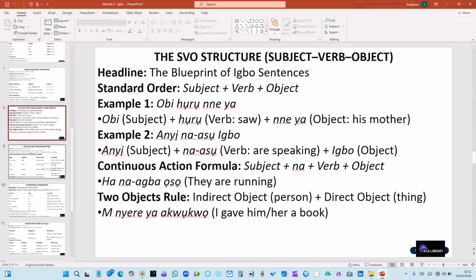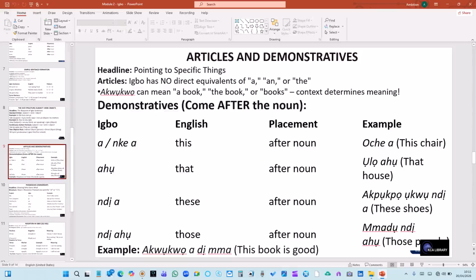Having known that, let us look at articles and demonstratives. That is pointing to specific things, describing specific things. Articles: Igbo has no direct equivalent of a, an, or the. Example, akwụkwọ can mean a book, the book, or books. So the Igbo language does not have a definite article. So context determines the meaning.